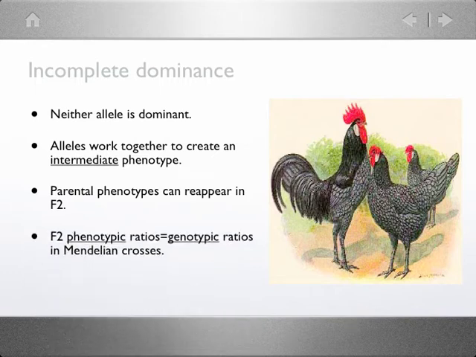Now the ratios are going to change. Now your phenotypic ratio, which in step 2, they all looked alike. Step 3, if you remember, it was a 3-to-1 ratio phenotypically. Now you're actually going to get the genotypic ratio in terms of how it's showing itself. And so we will practice these problems so you understand that. And so an example of incomplete dominance, Andalusian chickens, that's what you see on the right. Snapdragons, I think the next picture shows a snapdragon.